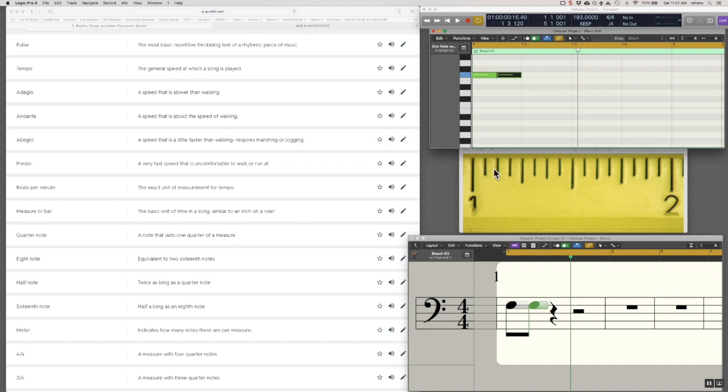And now we can shorten it even more to a 16th note, just like a 16th of a ruler. I can shorten this down to a 16th note. I'm going to have it play 2 of those, and these will go by really quickly.